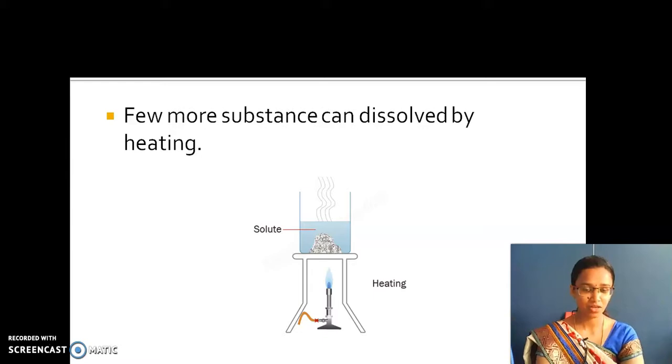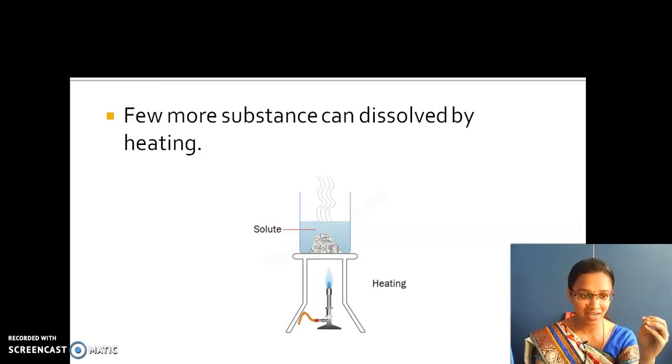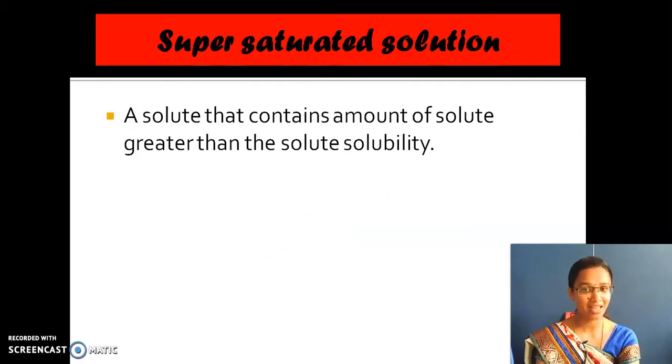Okay. So why does it get dissolved? While we are heating it, the atomic arrangement becomes loosened. I told you about the atomic arrangement of solids, liquids and gases. So when you are heating that saturated solution, the atoms in that solution get loosened. So there will be empty space in it. So a few more solute is also dissolved. Okay. So this is called supersaturation.